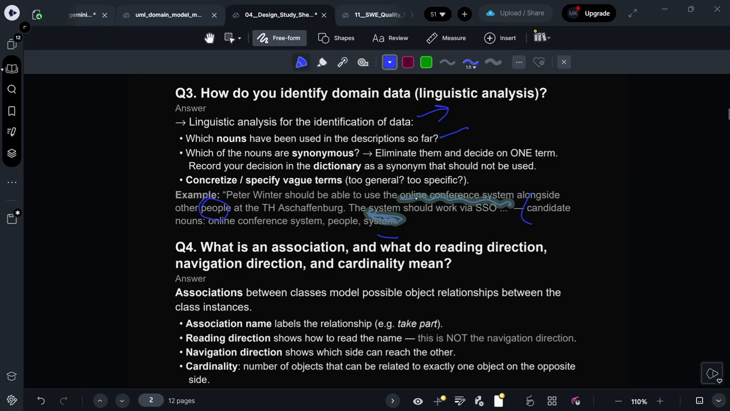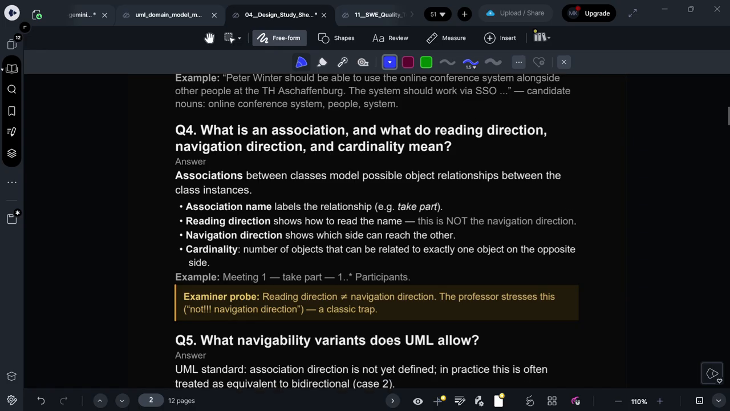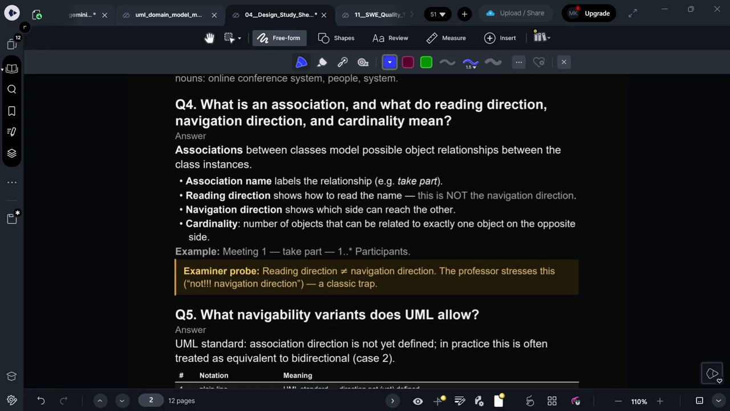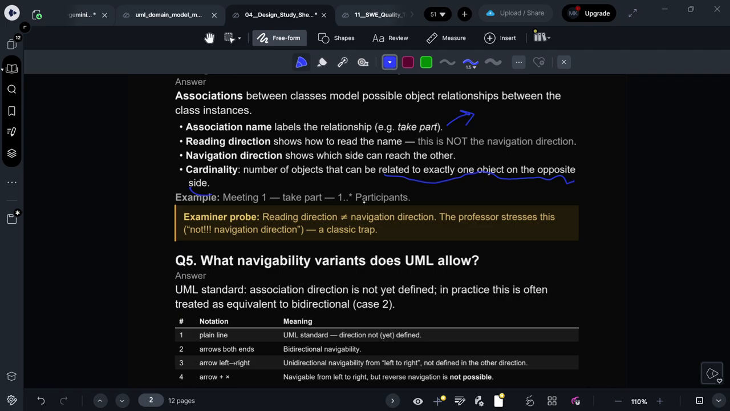Once we know that we have nouns, we can then look at in the description what an association is and what reading direction, navigation direction, and cardinality mean. Associations are between classes and model possible object relationships between the class instances. For example, the association name labels the relationship, such as take part of. Reading direction shows how to read the name. This is not the navigation direction. Navigation direction shows which side can reach the other, which side can reach which direction. Then we have cardinality, the number of objects that can be related to exactly one object on the opposite side. For example, a meeting takes place with one or many participants.